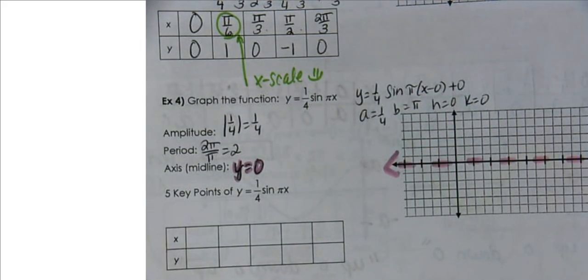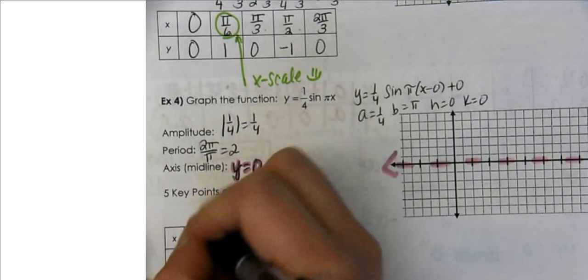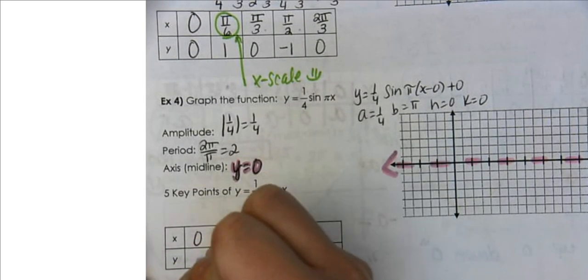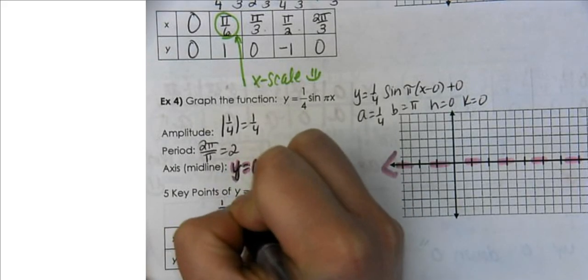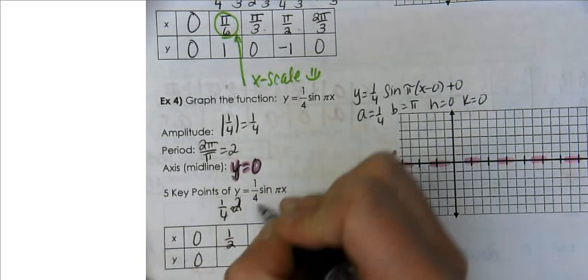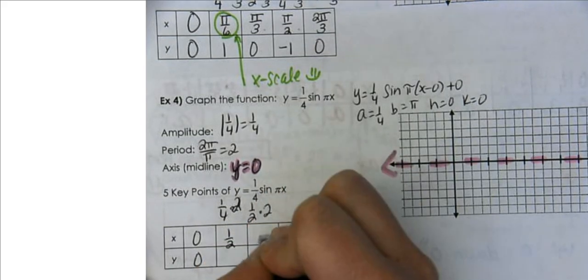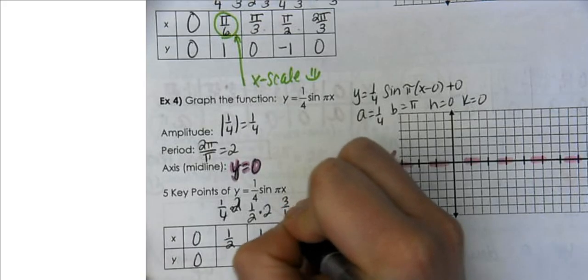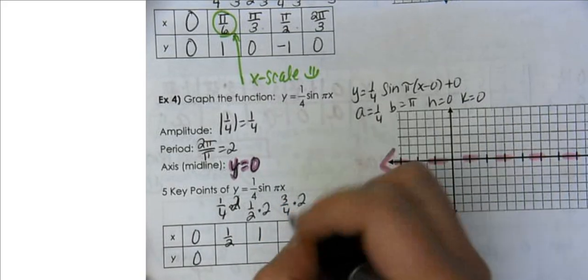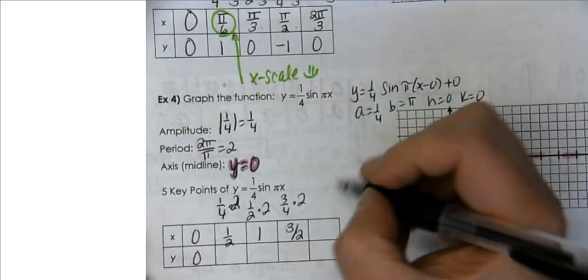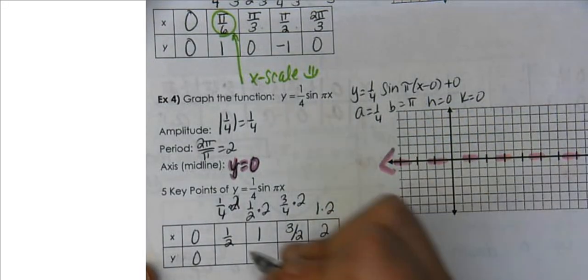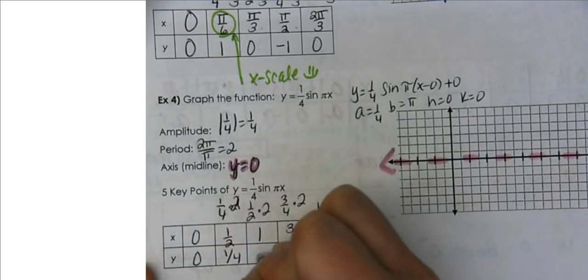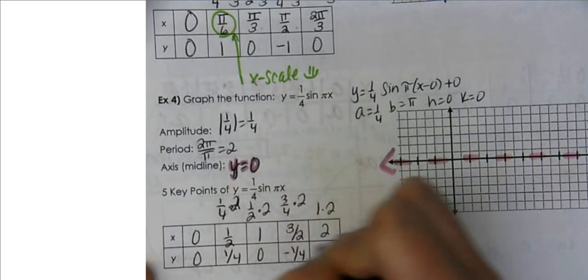From here, we have to come up with our table of values. We have 0, 0, because it is sine. And then we're going to do 1/4 times 1 times 2. That's 2/4, which is 1/2. 1/2 times 2, which is 1. 3/4 times 2, which is 6/4, which is 3/2, or 1.5. And then 1 times 2, which is 2. Then our y values are 0 going up to 1/4, back to 0, down to -1/4, and back to 0.